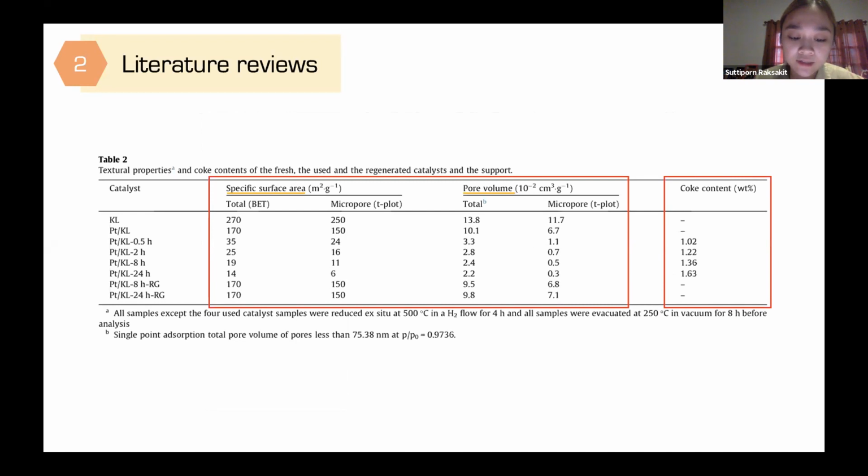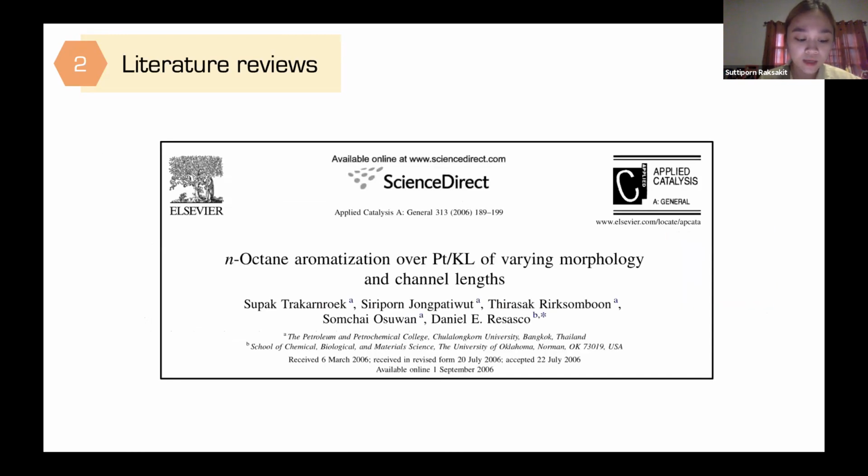The access to platinum particles within the zeolite channel is blocked by the large coke molecules. This is dangerous for the catalyst because platinum supported on zeolite is a monofunctional catalyst and the platinum particles within the zeolite are the active sites. After regeneration, you can see the coke can be removed, but the platinum particles cannot be redispersed. The coke content increases with time on stream. In this paper, I will focus on the deactivation of platinum supported on zeolite KL by varying morphology and channel length.